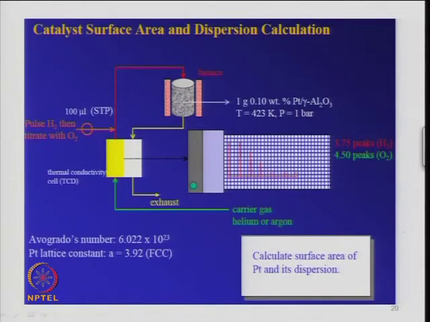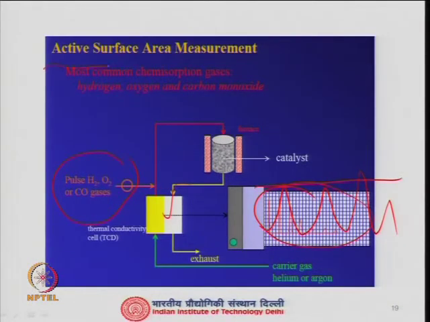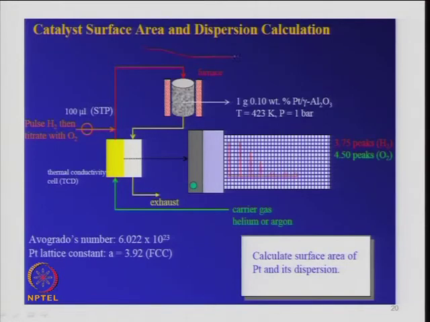This is again the same. Actually, we say this is an active surface area measurement technique, and here this is for catalyst surface area and dispersion calculation. So, basically the same figure. You have injected a given volume at standard condition, say 100 microliter, through a syringe, of that gas, and then you have passed it into this, and the TCD has measured the signal like this. It is constant initially, and then it decreased, and likewise here.